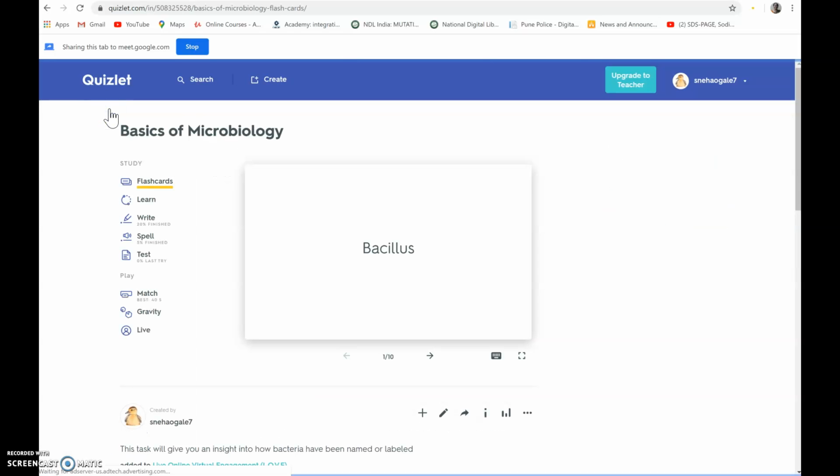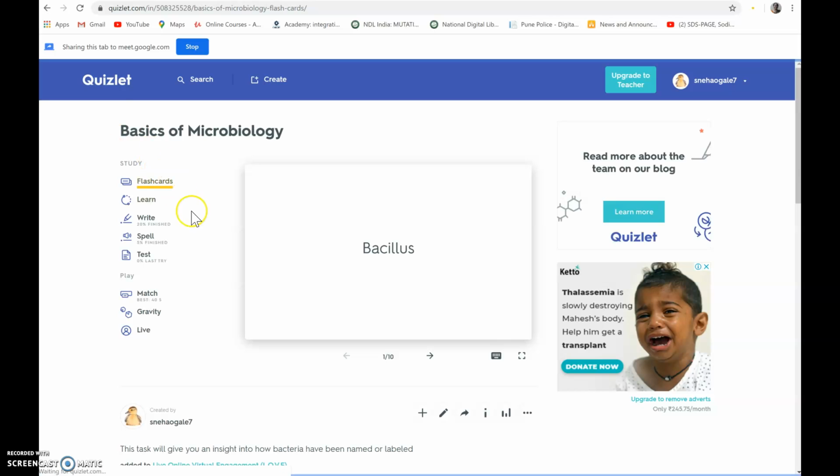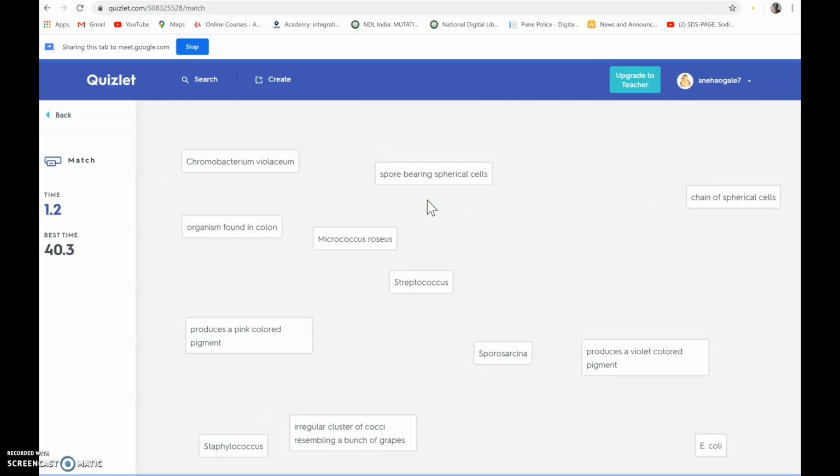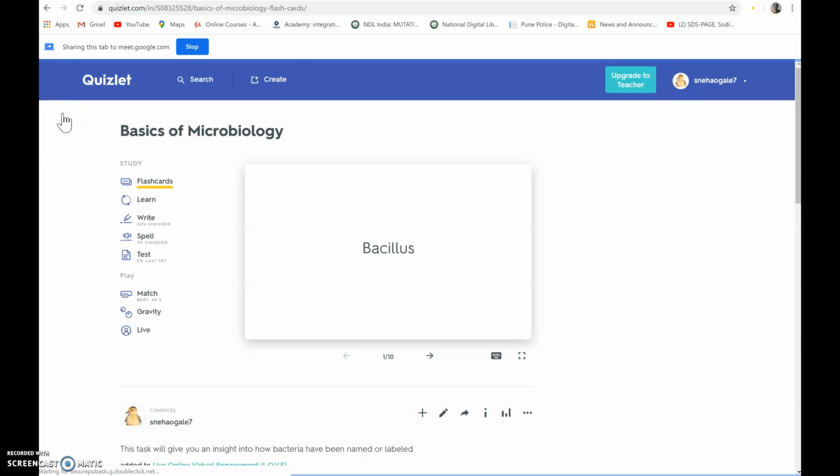Now, this was a little bit of a serious way of studying. If they play while studying, they really get engaged. So now we need to match pairs, the terms with the meanings. For example, streptococcus is a chain of spherical cells. So the students will get very interested in this, I'm sure.